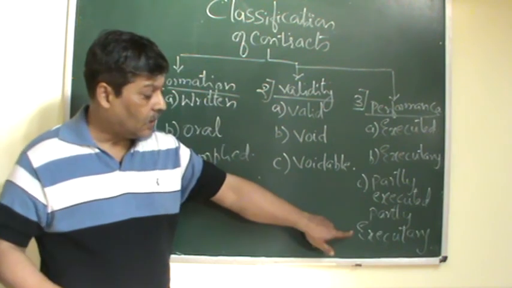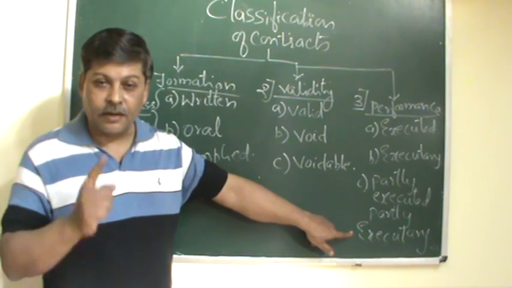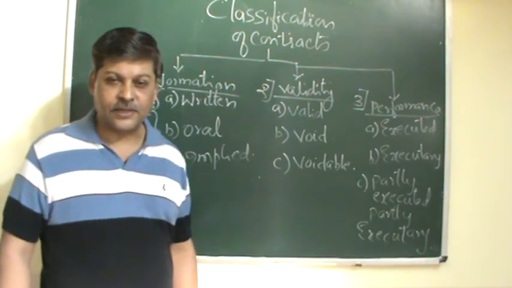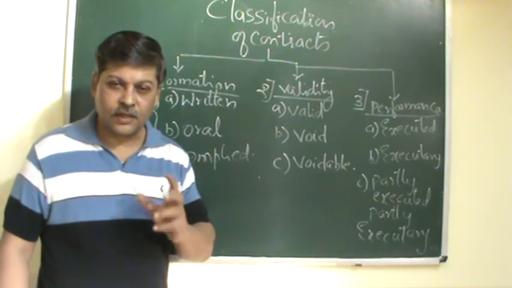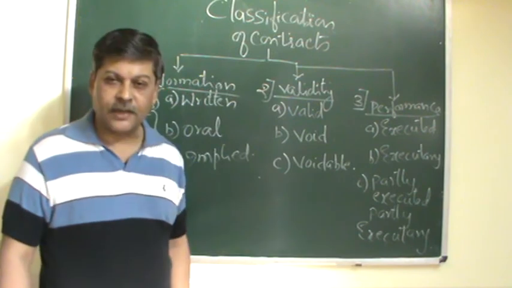And B has received the car and he has paid 1 lakh, yet he has to pay 1 lakh more. His is also partly executed. He also has to fulfill certain obligations. So like this, partly executed and partly executory.